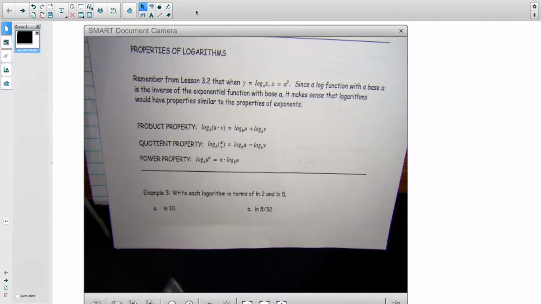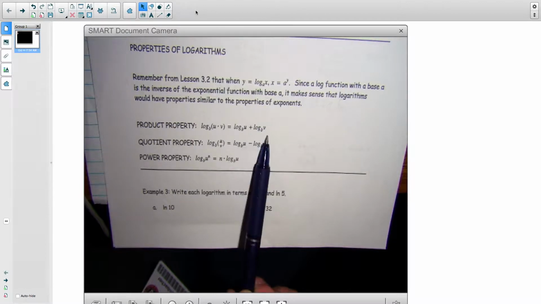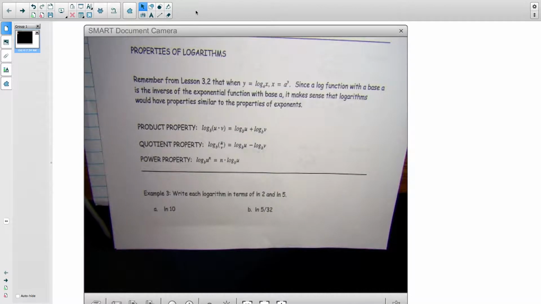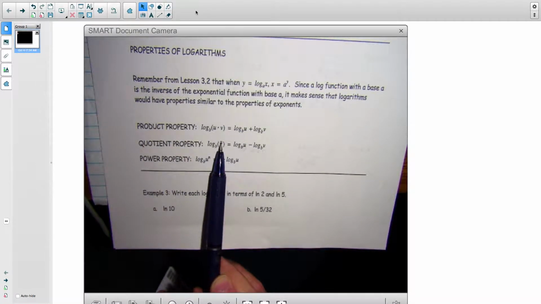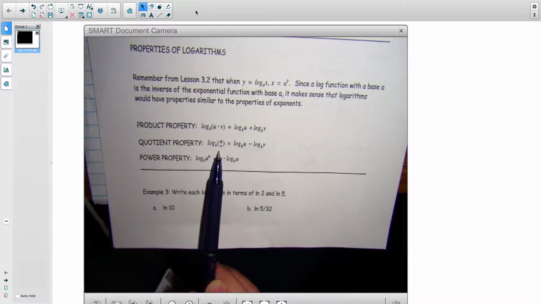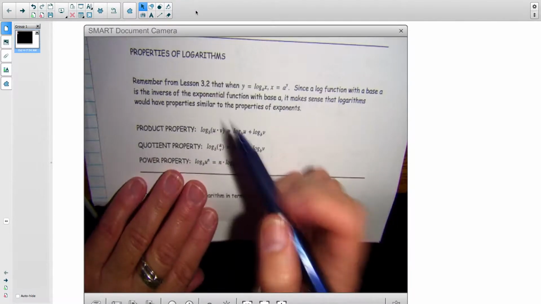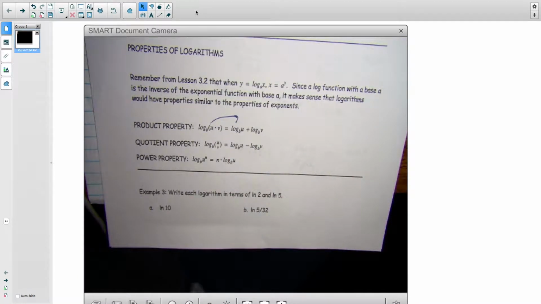So if we're taking log base b of u times v, then it's called the product property, it's going to be log base b of u plus log base b of v. So we can log each one of these individual factors and add the logs together. If we're dividing, we're going to take the log of the numerator minus the log of the denominator. So this is what's called expanding. Going from here to here is expanding. Going the other way is condensing, writing it as one log.